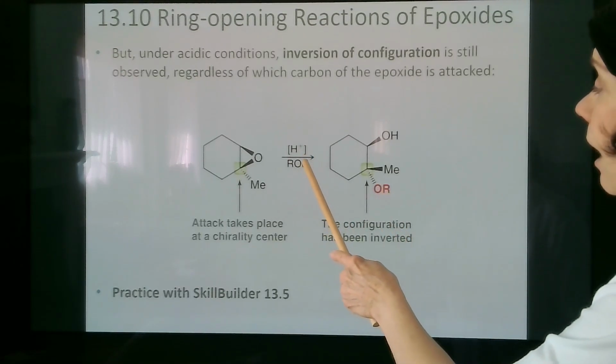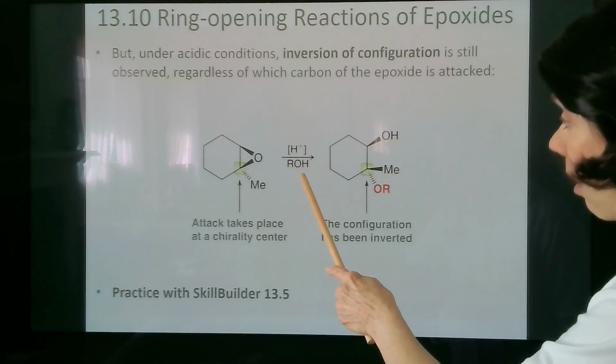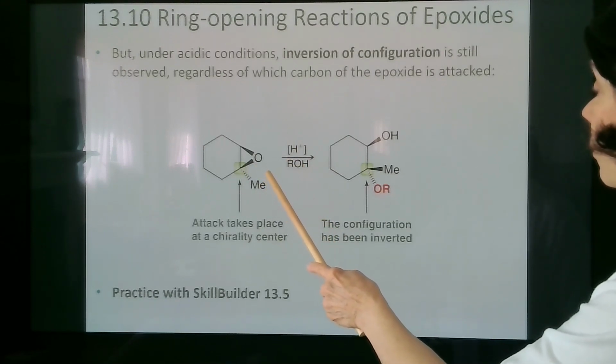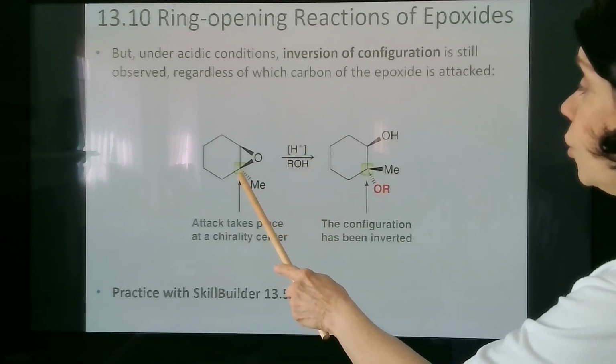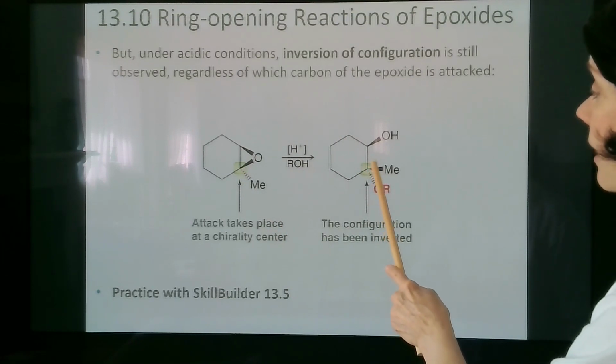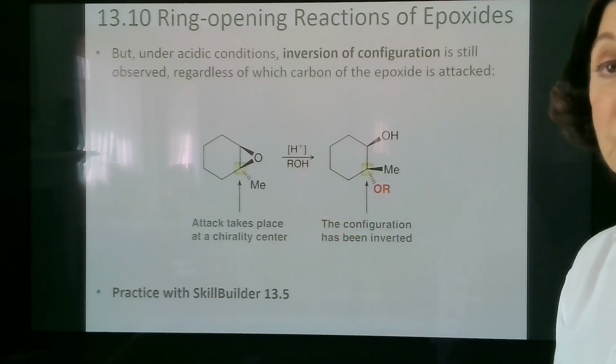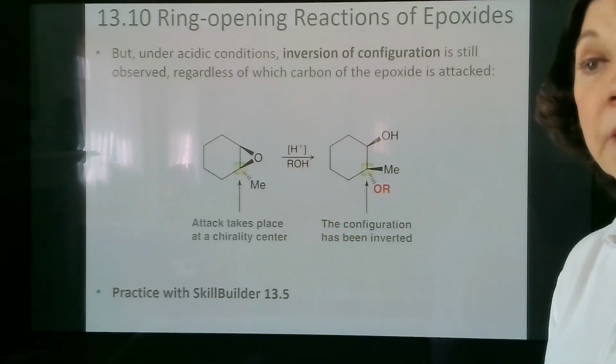When the alcohol comes in to do a backside attack, you will still get inversion of configuration there. So that tells us that that bond is not completely broken.